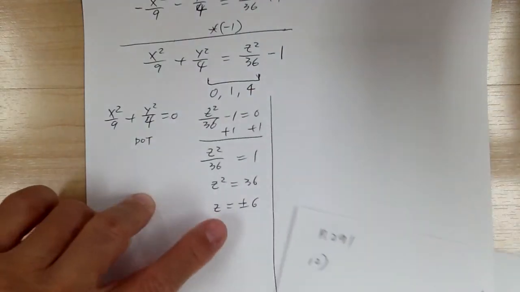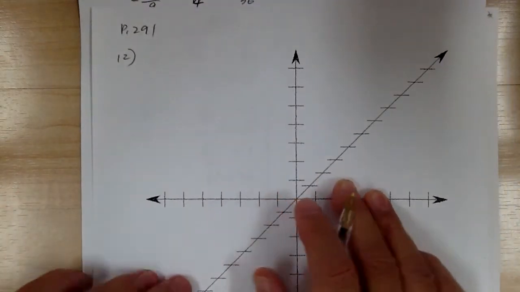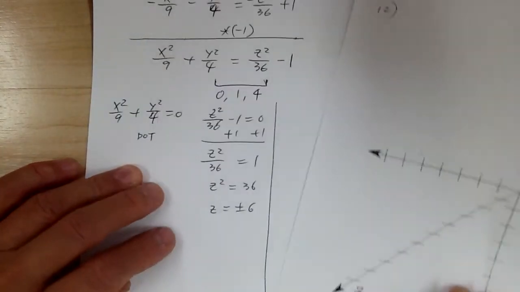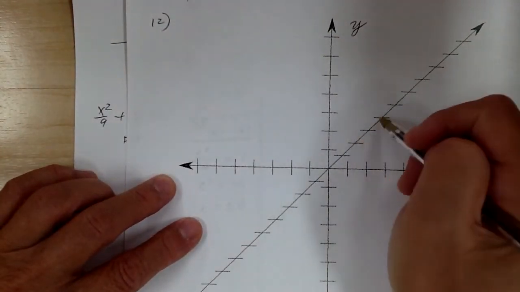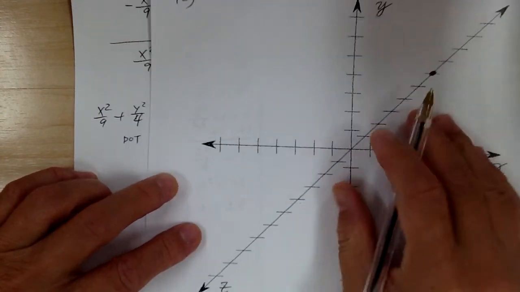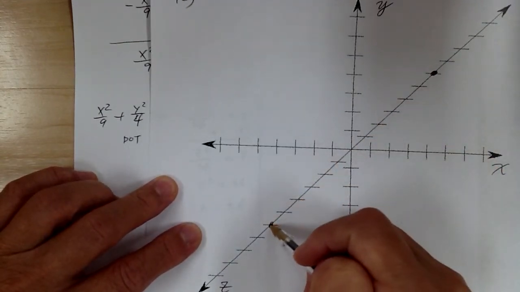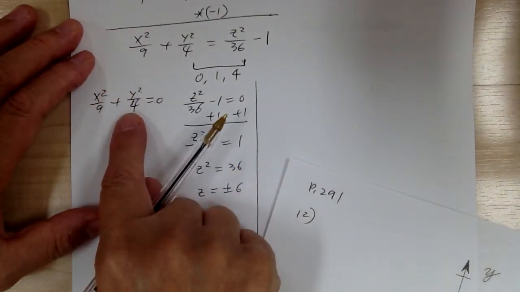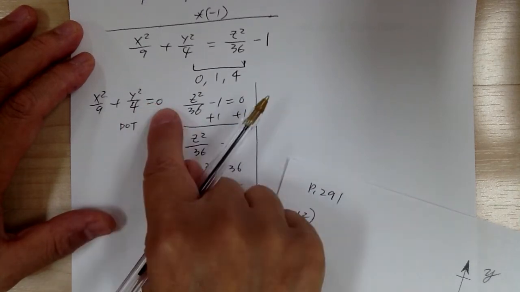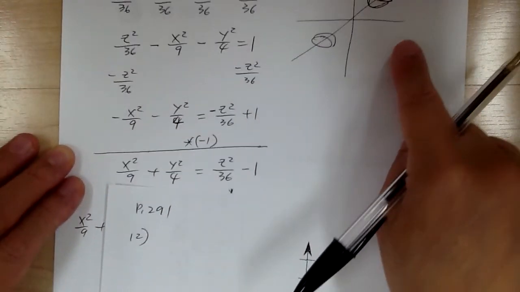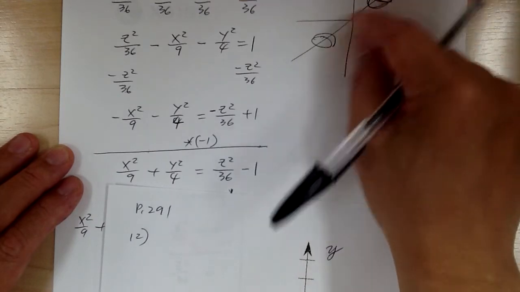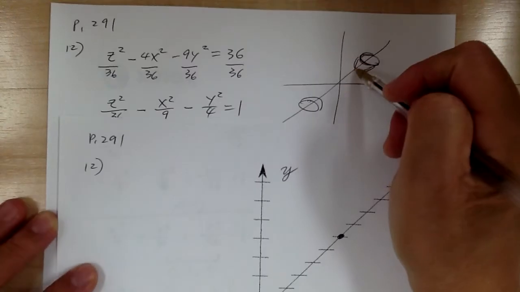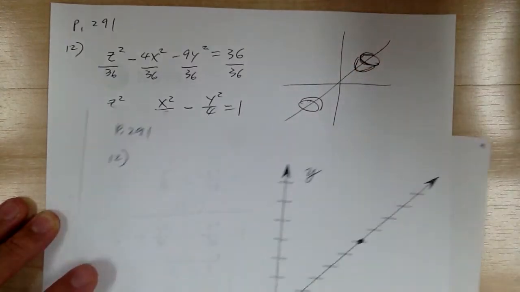This one is fairly easy, so we can sketch as we go. So this is your x, y, and z. At z equal to plus or minus 6, you're going to get a dot. At z equal to plus or minus 6, you get this equation, which is a dot because it's equal to 0. Again, you're looking for two balls. So this point is the vertex right over here.